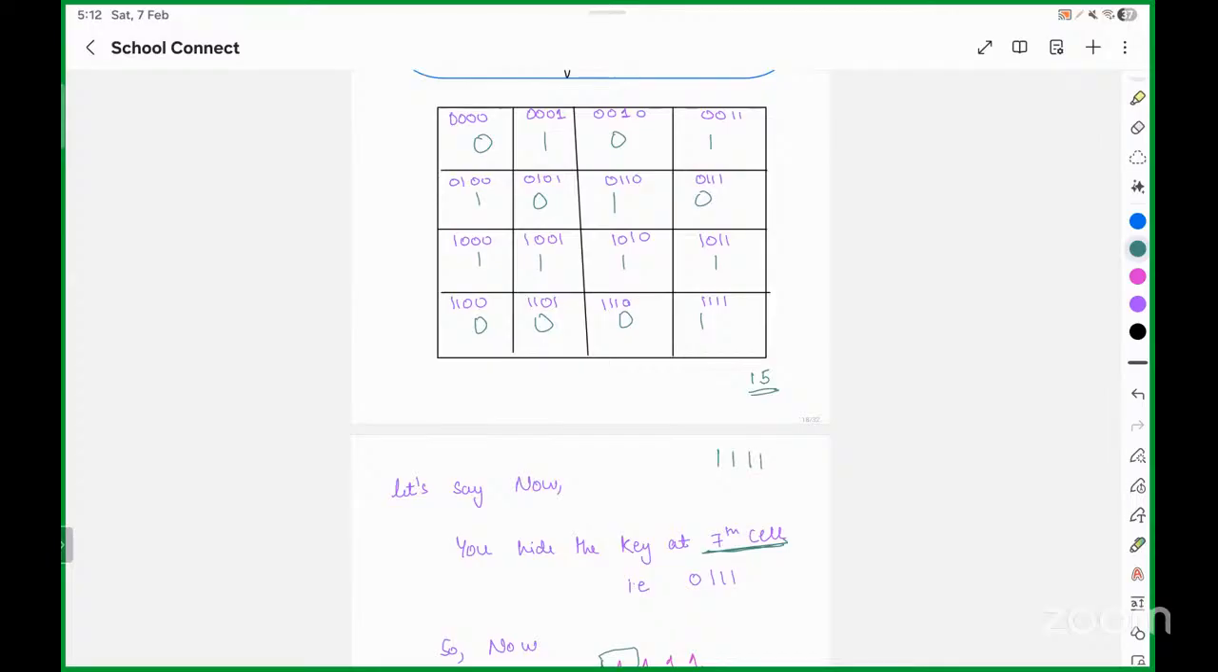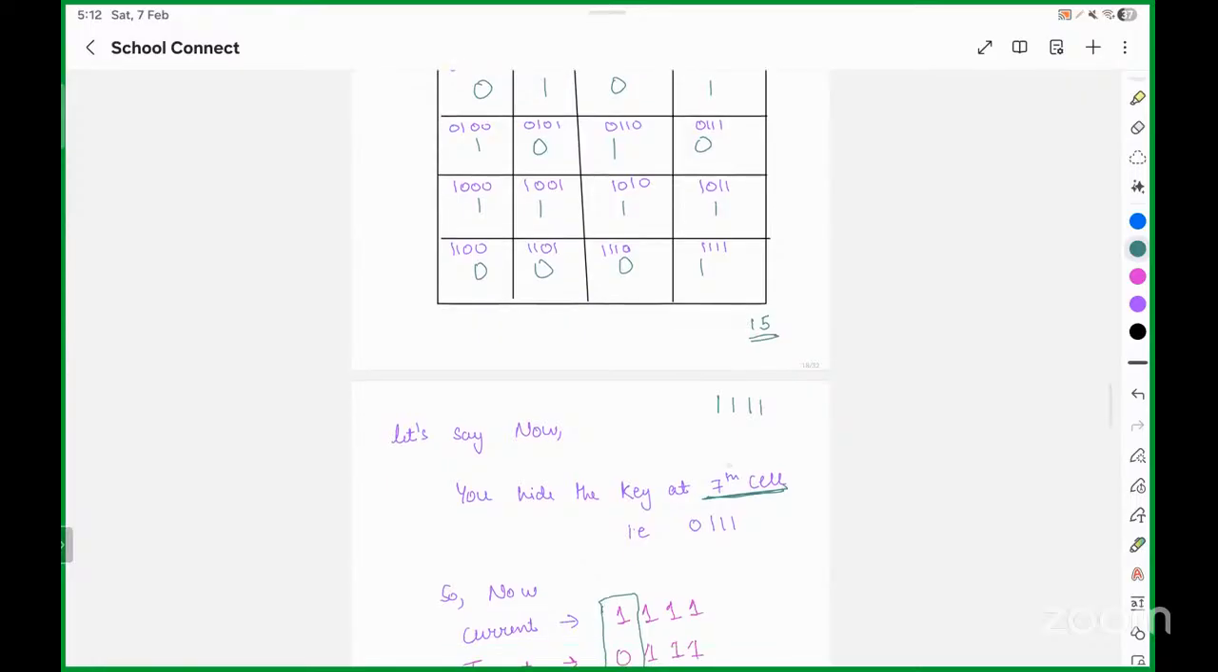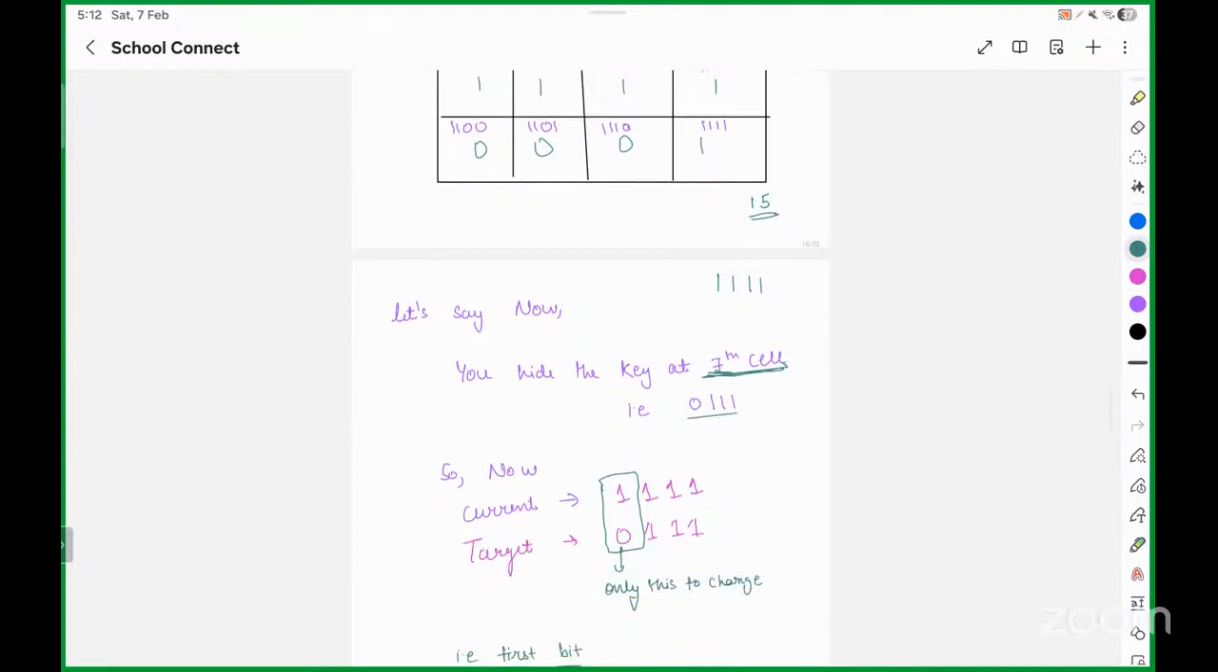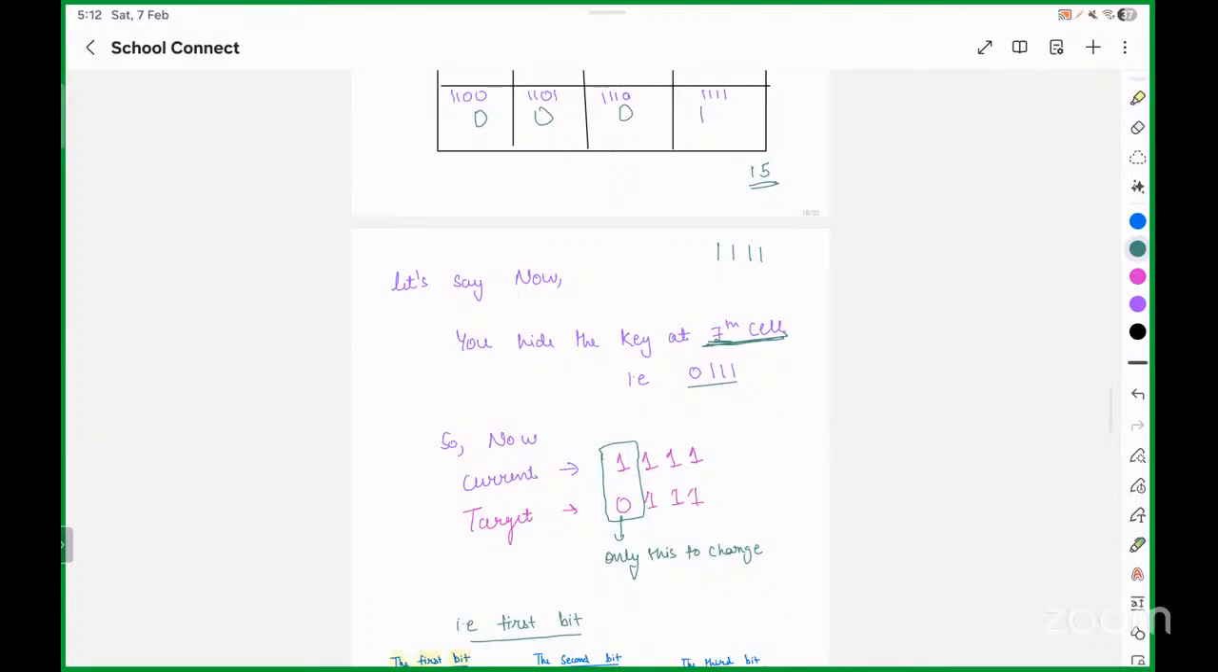Now prisoner 1 has the option to flip a coin in between. So first we will see how we can write 7 in binary. So 7 we can write in binary as 0111. Currently the table shows 15, but we want to make it show 7, which is 0111. So the only change is that the second bit is the same, the third bit is the same, the fourth bit is the same. The only change is in the first bit.